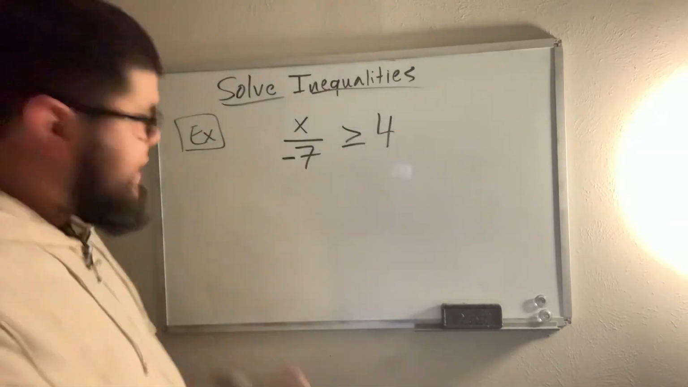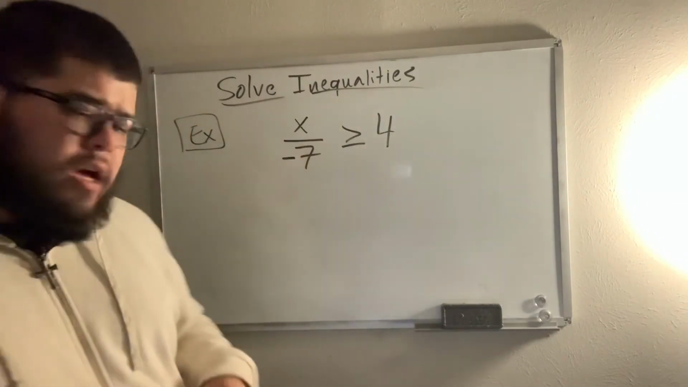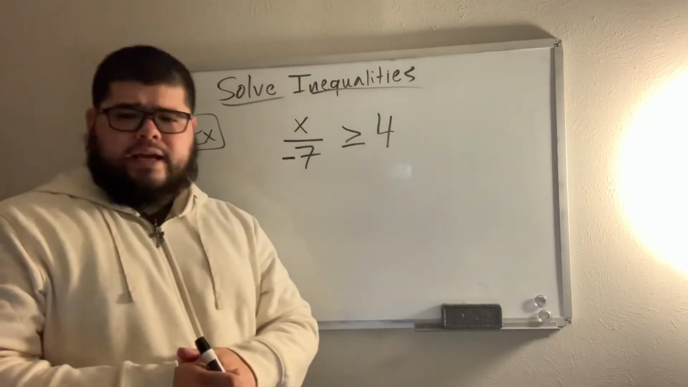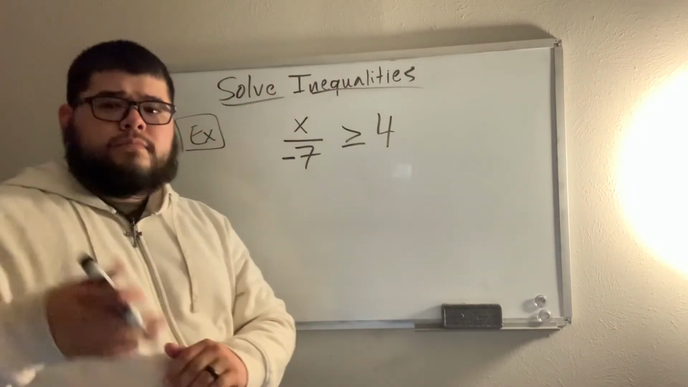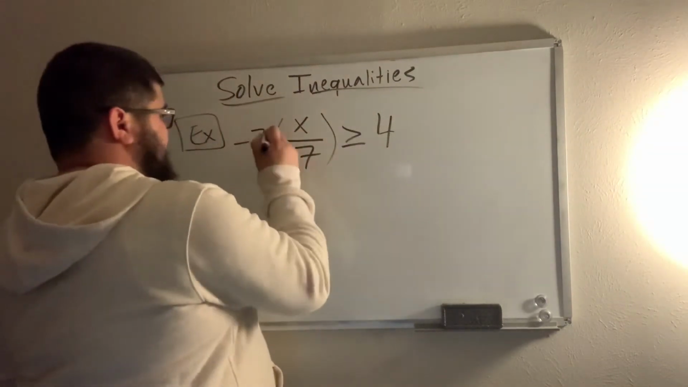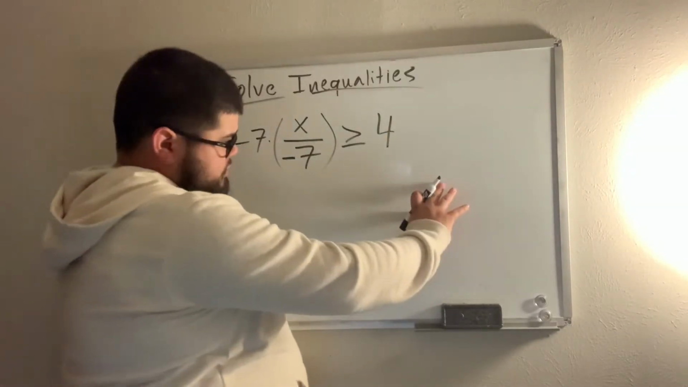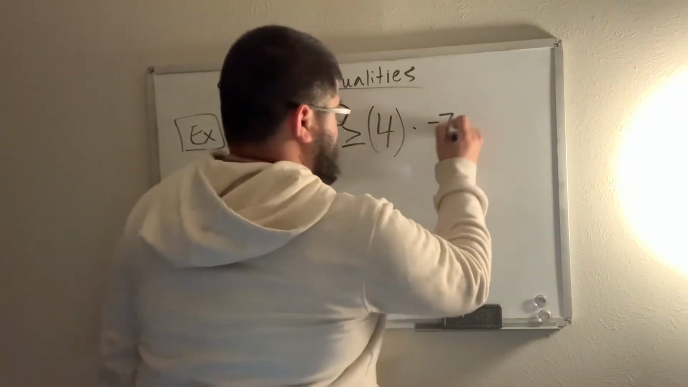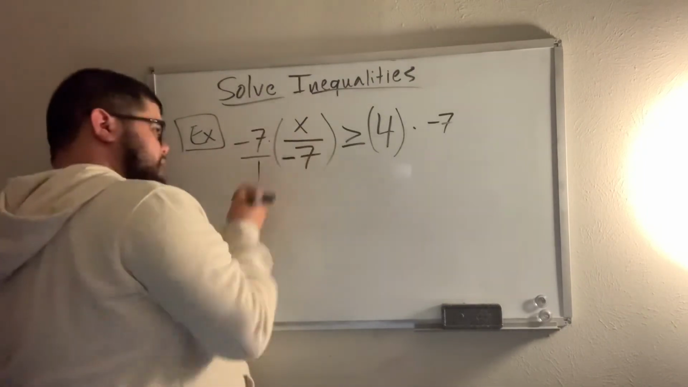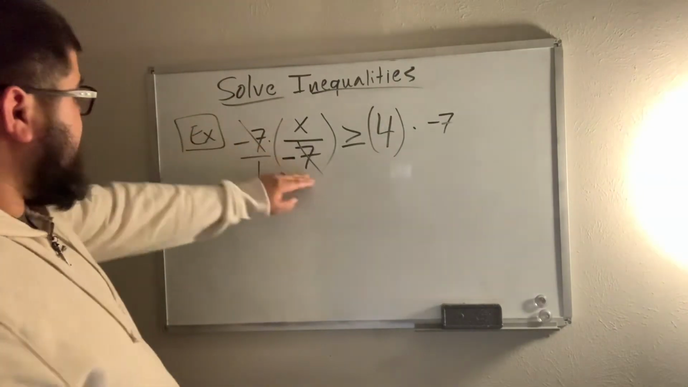Now, I gave it away. X is being divided by negative 7. Now, answer this. What's the opposite of dividing by negative 7? Multiplying by negative 7, right? So we're going to multiply this whole side by negative 7. And whatever you do to the left, you also have to do to the right. Okay, so negative 7 divided by negative 7. Remember, it's in the numerator. Cross them out and it becomes 1, right? Negative 7 divided by negative 7, that's 1.